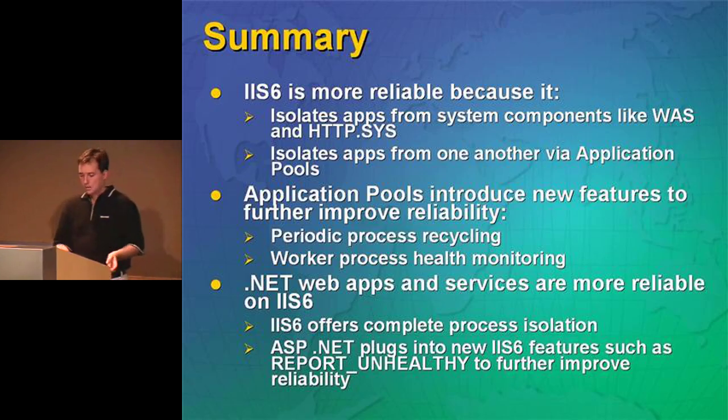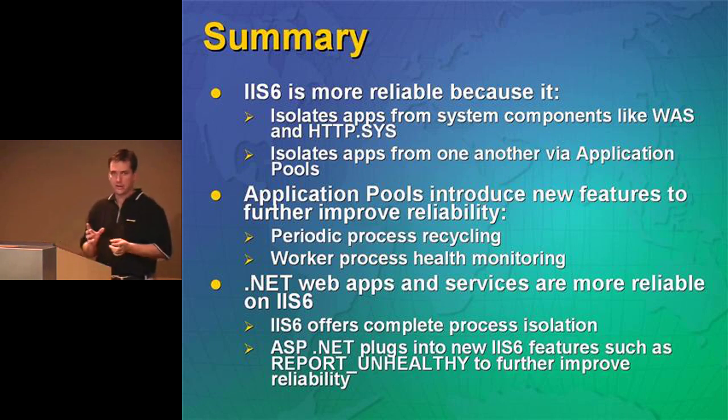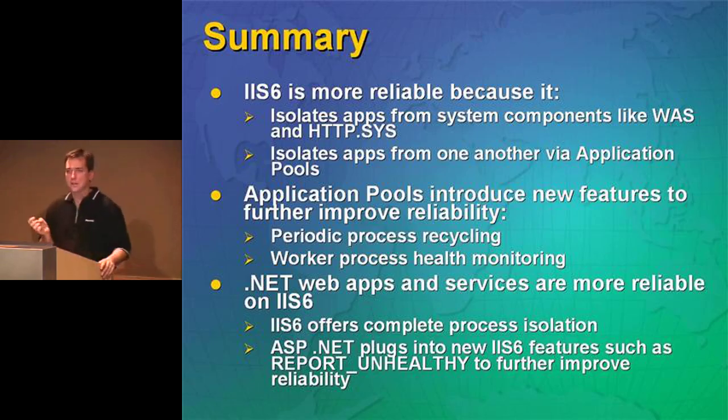We went over the IIS 6 architecture. The key takeaway there is to remember that the three main components are the kernel mode device driver, HTTP.sys, WAS, the configuration manager, and the worker processes. It's because of this architecture that IIS 6 is more reliable, because the applications are isolated from system components and other applications that are running.